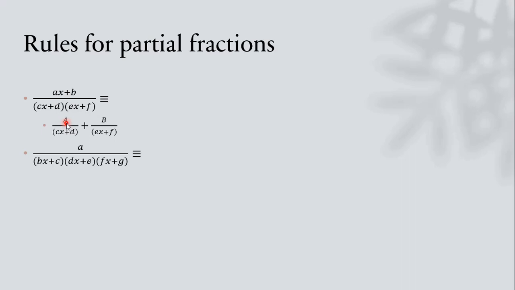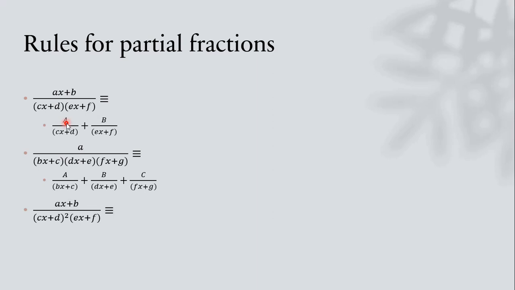Next one, a over (bx plus c)(dx plus e)(fx plus g) can be written as capital A over bx plus c plus capital B over dx plus e plus capital C over fx plus g. Once again, different numbers to what was used in the first fraction.